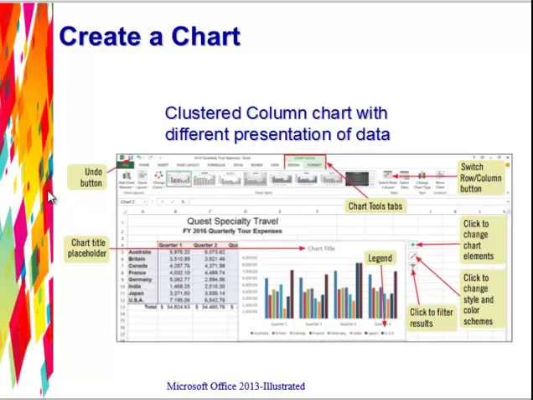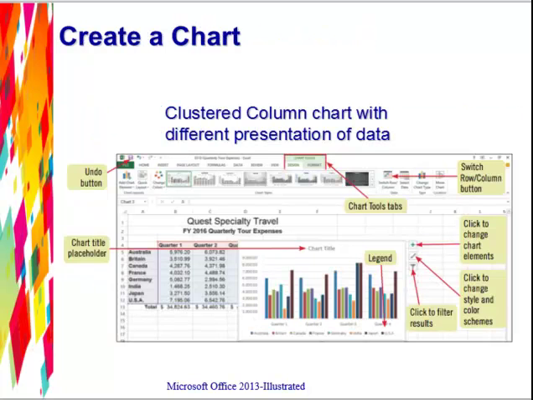So to create a chart, you're going to go into your Insert tab, and it gives you a bunch of choices on what you can do. You've got the Undo button. That's always an important button to know. But you want to change your chart elements. You may want to change the style and color schemes. You may want to filter the results. You may want to switch the row and column button into different orientations. And the chart placeholder is basically the square where the chart sits.